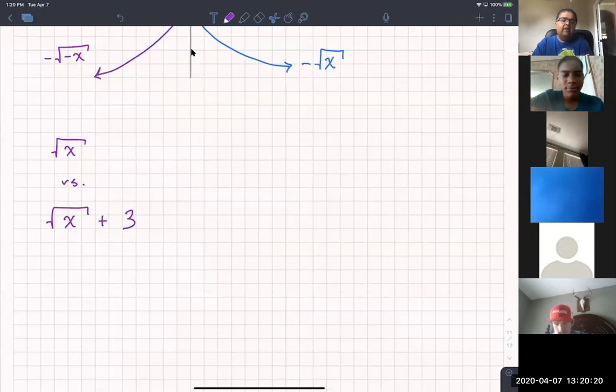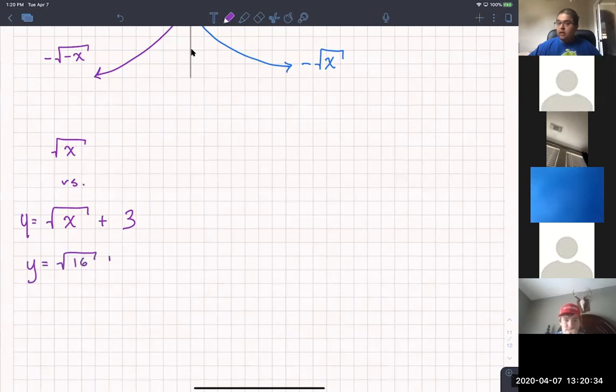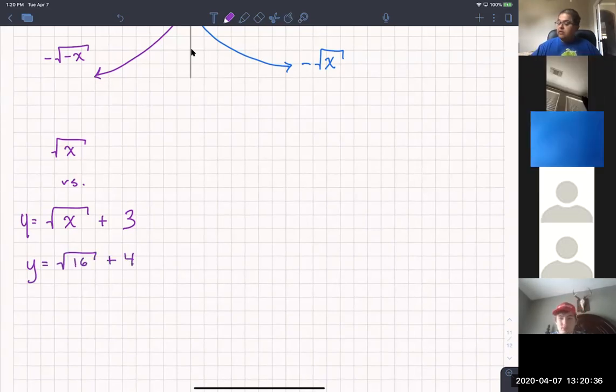You can do that. I mean, remember, a function is a machine where you input x and then you get a y as an output. So you can do this. So let x be, say, 16. The square root of 16 is 4. Then 4 plus 3 gives me 7. So you can do it. It's just, how do the graphs look? What is the difference between the two graphs?